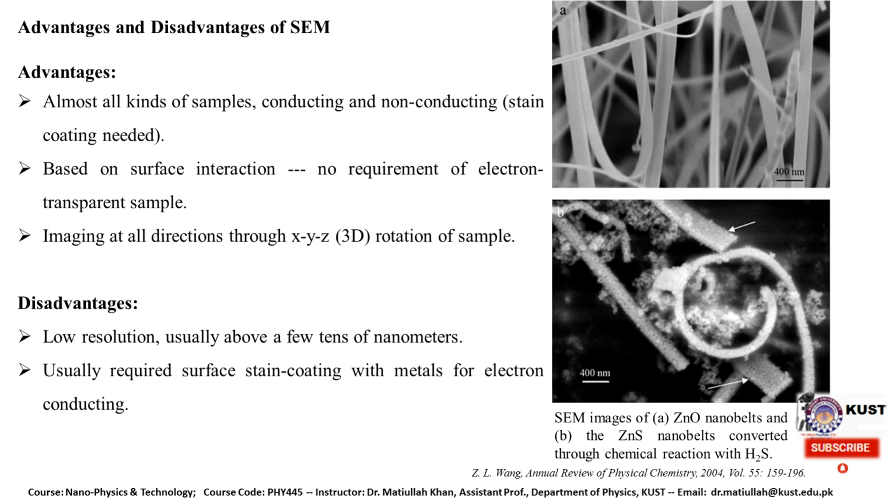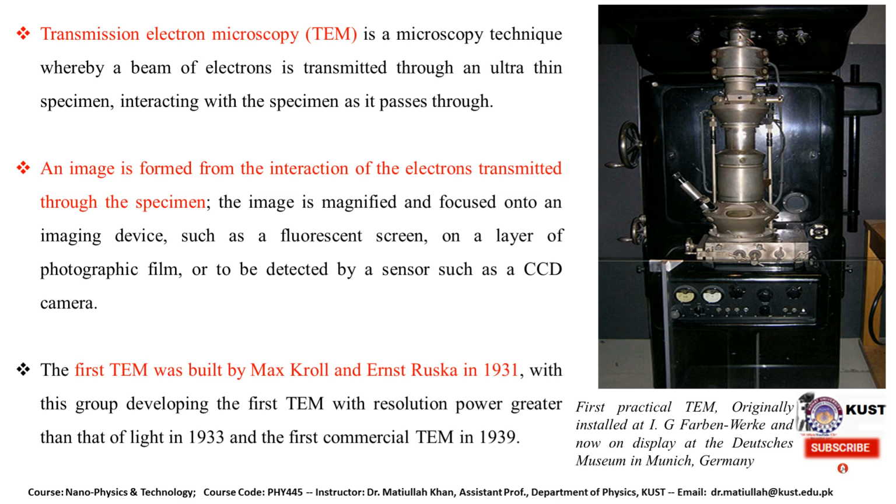It has some disadvantages as well, that is the demerits. The first disadvantage is low resolution, because it can only scan the surface, and usually is about a few tens of nanometers. The other is that it usually requires surface coating with metal for electron conduction. So we can move towards transmission electron microscopy.